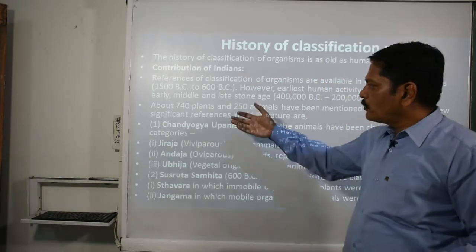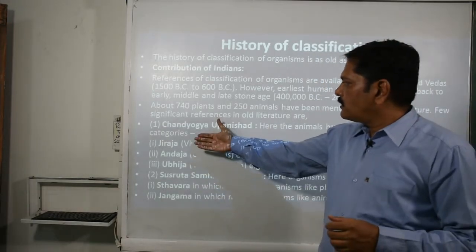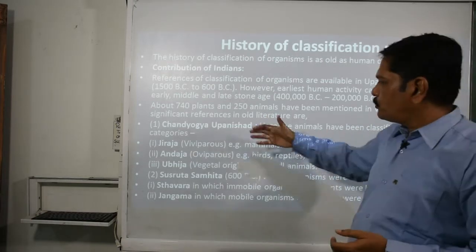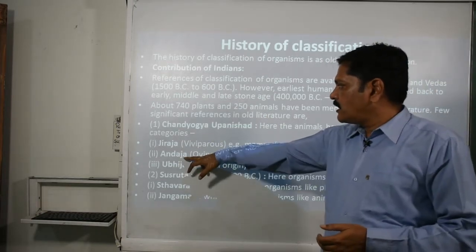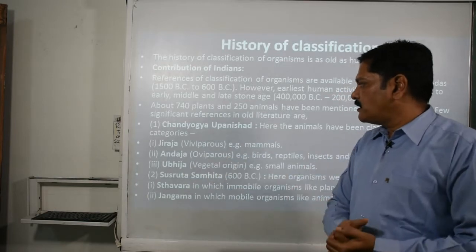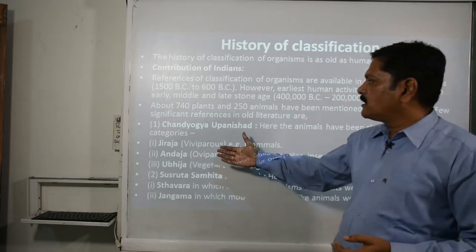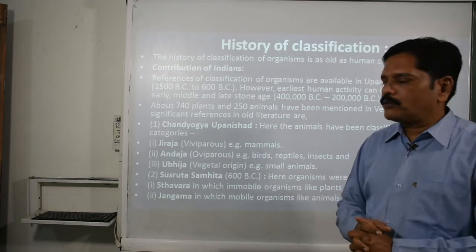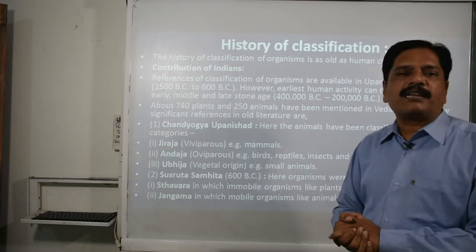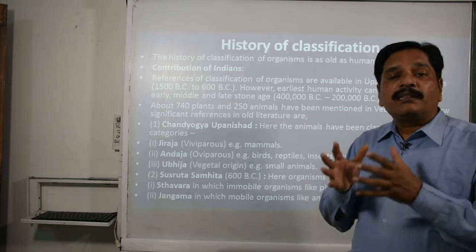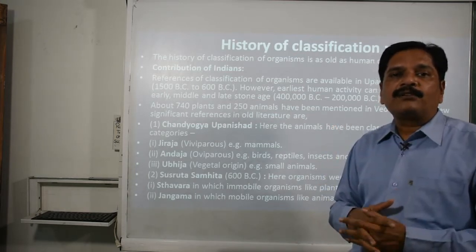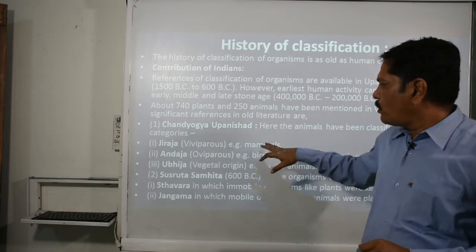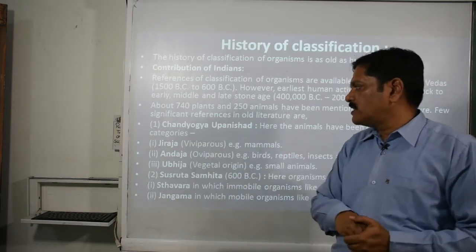Clear? Now here we can see that in the Chandogya Upanishad, the animals have been classified into three groups: first Jivaja, second Andaja, and third Udbhija. In Jivaja, the viviparous animals are kept. What is viviparous? The category of animals who give birth to their offspring. So all the mammals are kept in Jivaja.